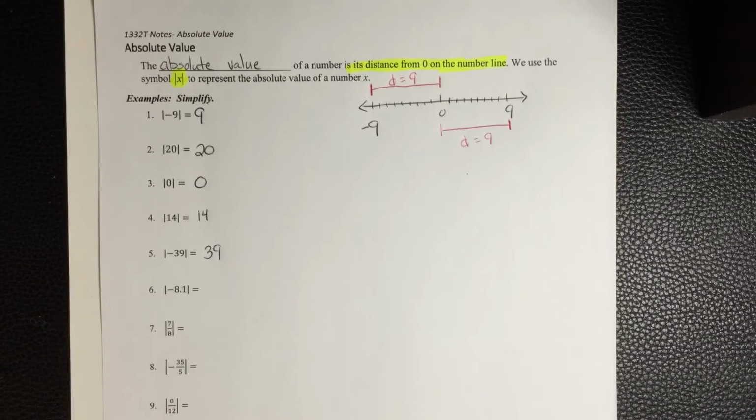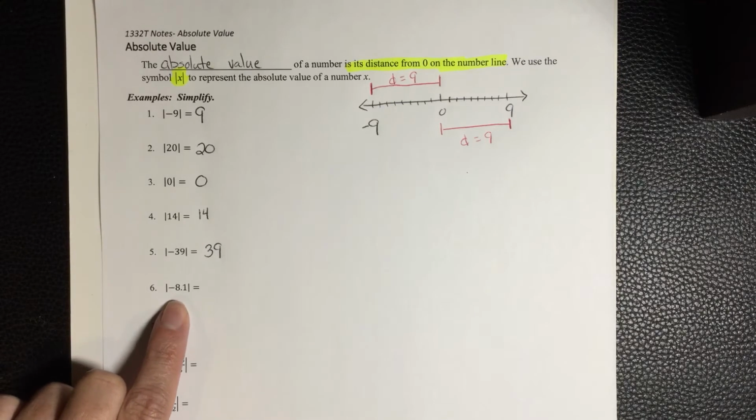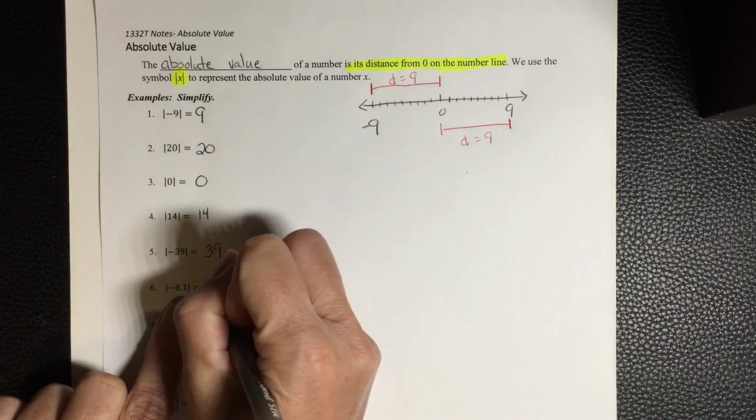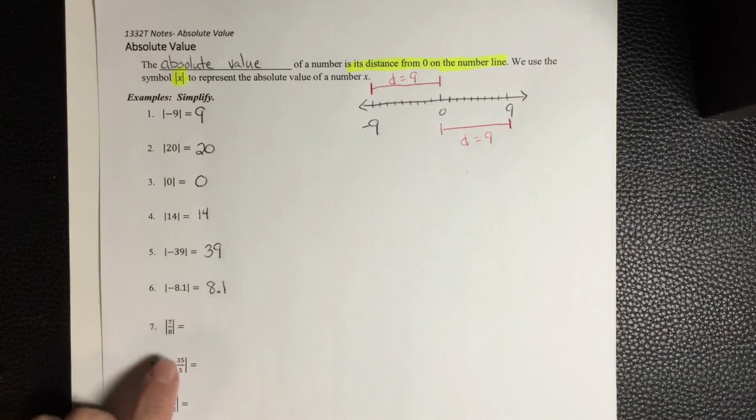Now we're going to start getting into some that are fractions or decimals. You don't have to change from fraction to decimal or decimal to fraction. You can leave the representation the same. So for number 6, we want the absolute value of -8.1, so that distance is just going to be 8.1. We're just going to write that without the negative.